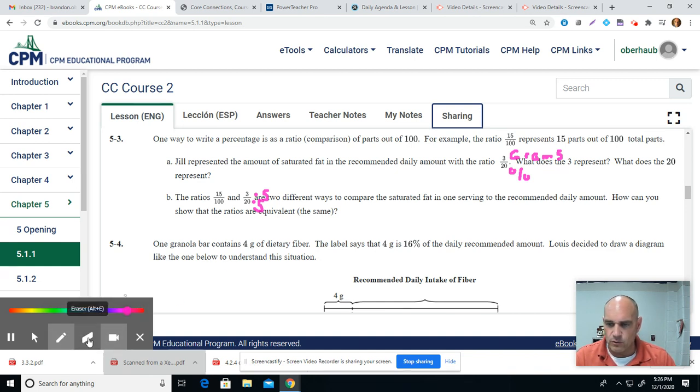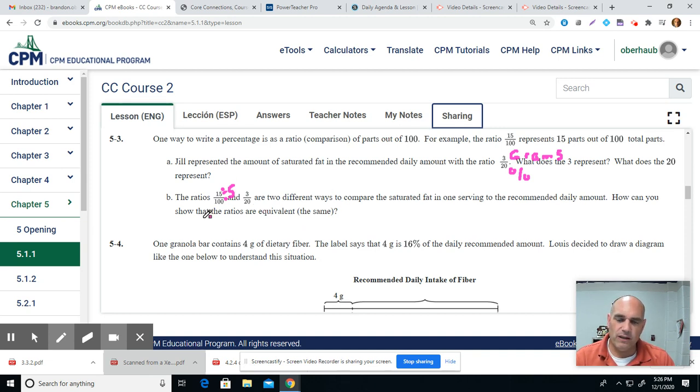And then another way that I can go about showing this instead is I could take this ratio and divide both top and bottom by 5. 15 divided by 5 is the 3. 100 divided by 5 is the 20. So that's a way that I can show that these two things are equal to each other.